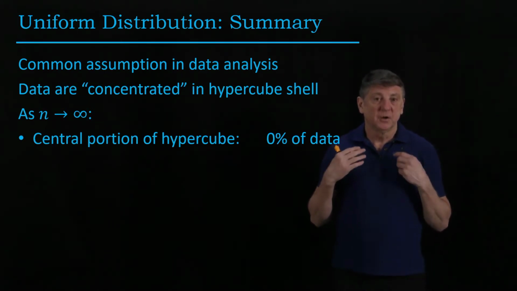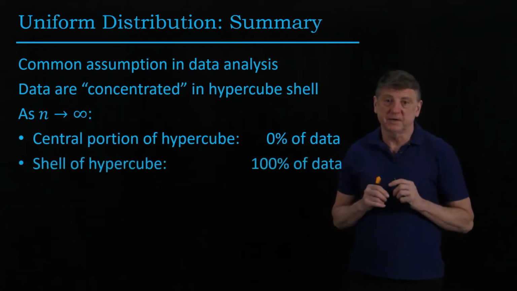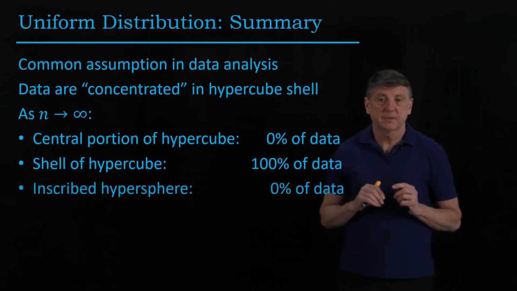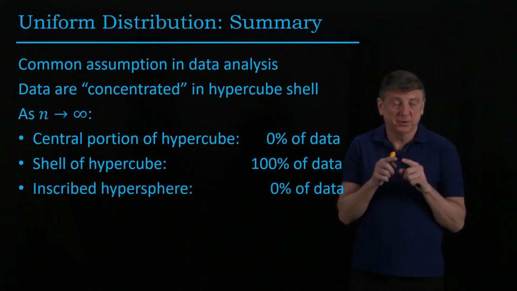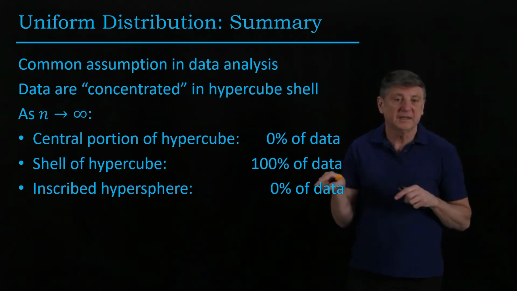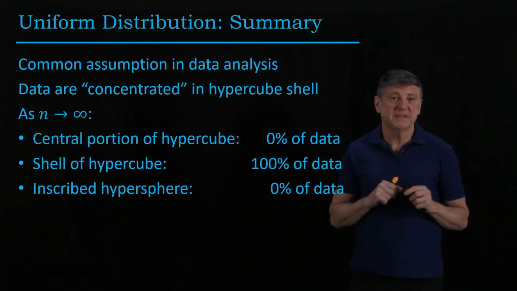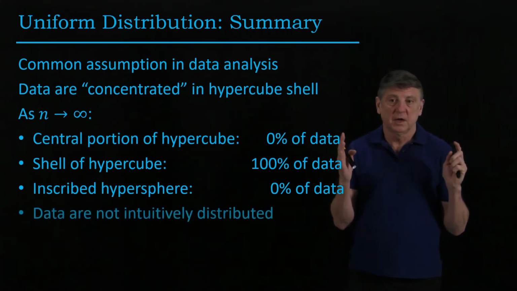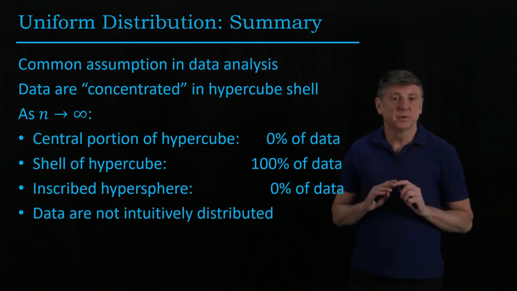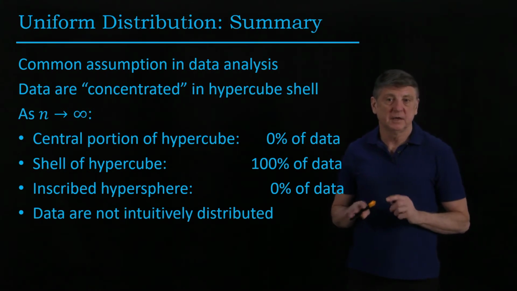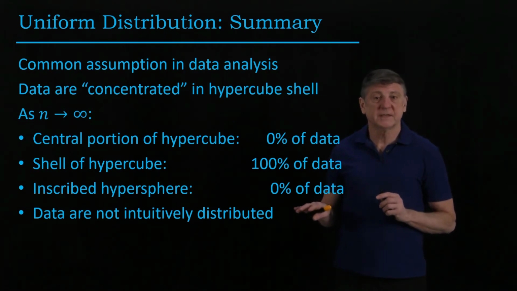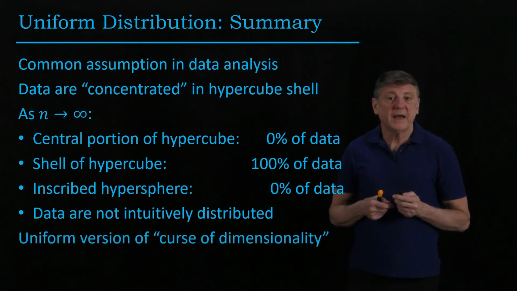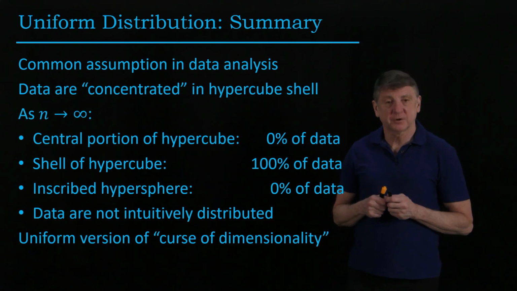That means that this is really not intuitive. The shell will tend to consume 100% of your data. The inscribed hypersphere, by the way, if you put a hypersphere inside a hypercube, its volume also goes to 0. So that means that everything is living in the corners between the hypersphere and the hypercube. Once we get into statistics of high dimensional data, our intuitions more or less can't be trusted, and we have to rely on the math. So in summary, for this session, what we have is a uniformly distributed version of the curse of dimensionality.